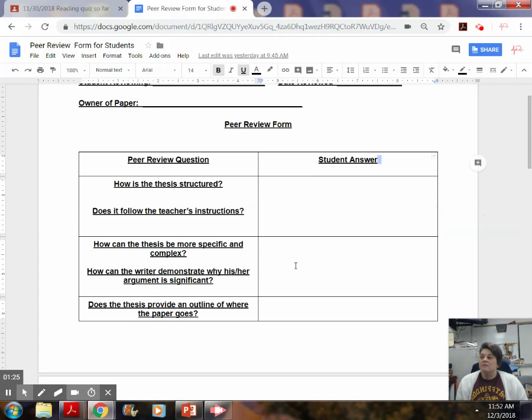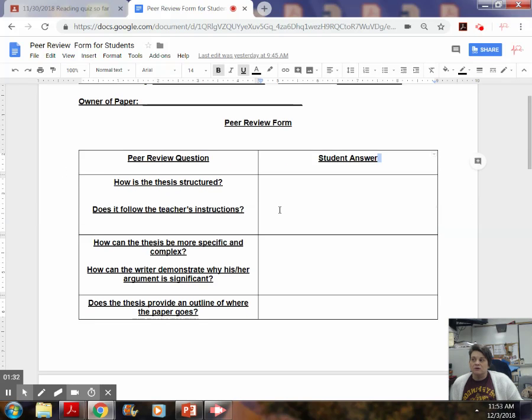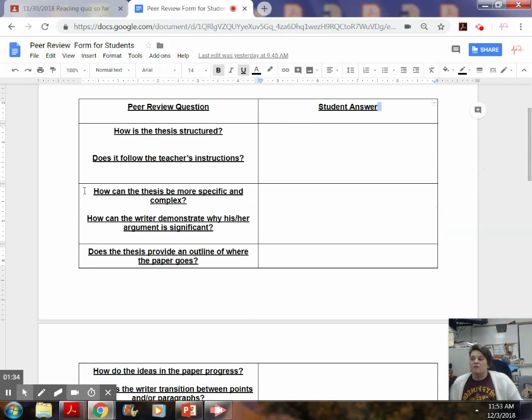So if we look at this, you're going to put your name, the date you reviewed it, and who the paper belongs to. And on your peer review form, you'll have questions on the left and a place to write your answers on the right. I don't care whether you use this digitally or you print and make a copy. If you use it digitally, you're going to have to make a copy of it because I will not give you editing rights. I'll just give you a copy of it. So if you open it up, you can make yourself a copy of it.